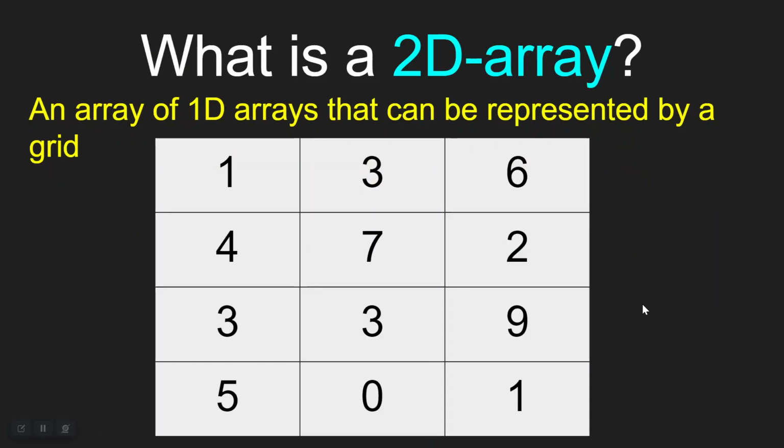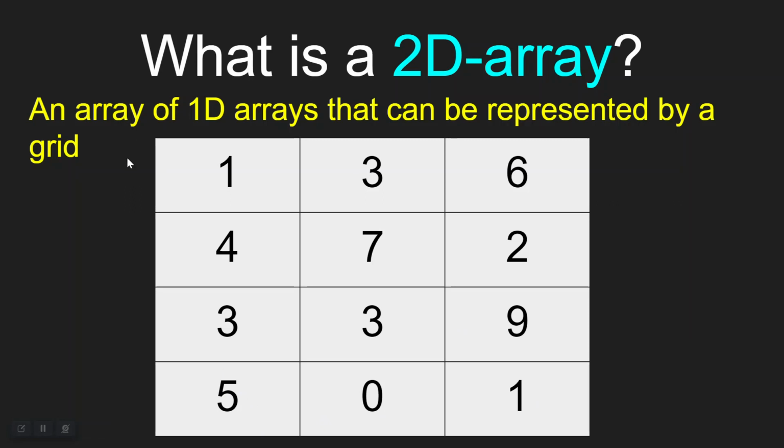So now that we've gone through all of that, let's now bump up to a two-dimensional array. And so a two-dimensional array is an array of one-dimensional arrays that can be represented by a grid. So you can think of this as the first row of this two-dimensional array, and it contains 1, 3, and 6. So it contains an array of its own, and then this would be the second row of the array, and again, it's got these 3 values. This would be the third row of the array. It's got these 3 values, and then finally the fourth row of the array has these 3 values.